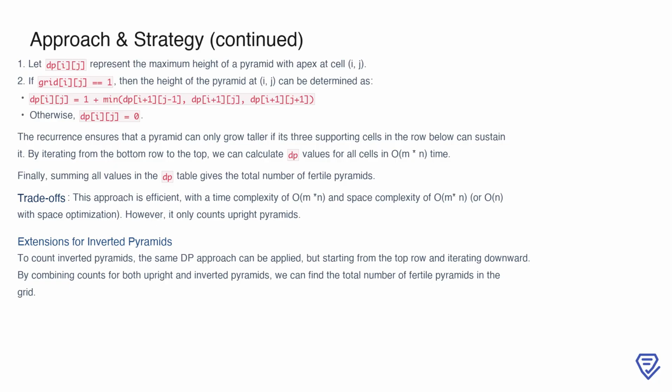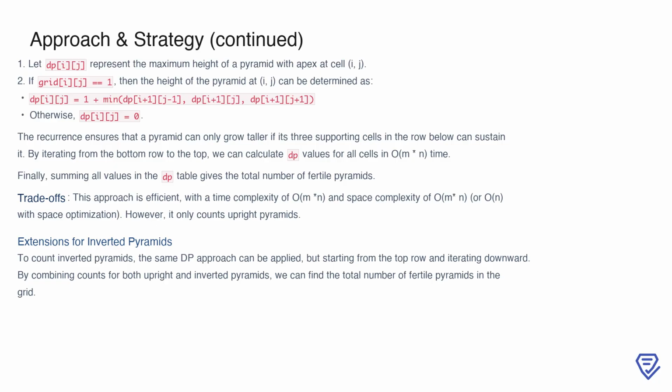By iterating from the bottom row to the top, we can compute the DP values for all cells in O(m*n) time. Once the DP table is populated, the total number of fertile pyramids can be obtained by summing all the values in this table. This method is not only efficient, with O(m*n) time complexity, but also flexible. For example, to count inverted pyramids, we can apply a similar DP approach, but iterate from the top row downward.